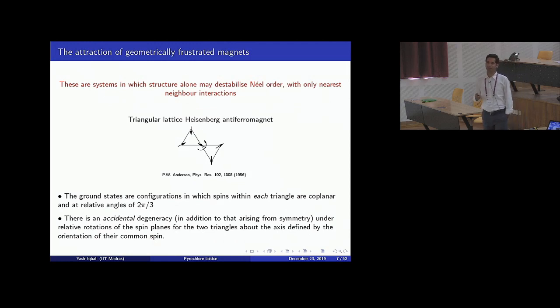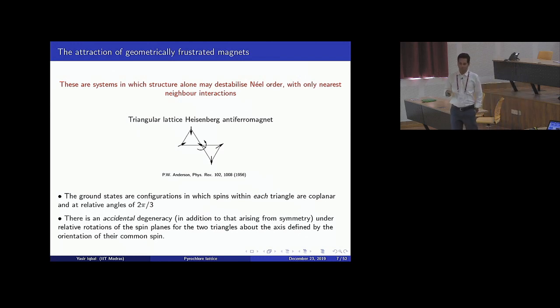And another classic example that was first studied by Anderson, and which actually formed the basis of the resonating valence bond paradigm, is the triangular lattice Heisenberg antiferromagnet, a system in which he conjectured that the structure alone, or the constraints put in by the geometry alone, could actually destabilize Néel order. And indeed, if you take a classical Heisenberg antiferromagnet, then the ground states are simply configurations in which the spins on each triangle vectorially add up to basically zero, and are at 120 degrees with respect to each other.